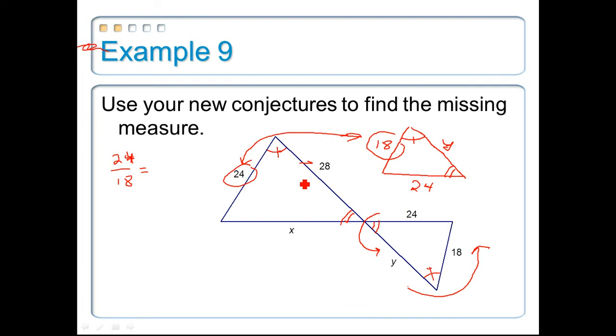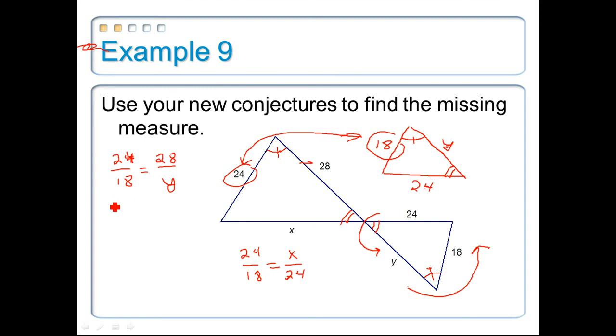So now I know 24 in the big triangle is 28, and 28 corresponds to Y. And the other one I know, I'm going to do over here: 24 over 18 is going to be the same as X over 24. So don't freak out. This X goes with 24. This 24 goes with 18. Okay, and we can cross multiply.